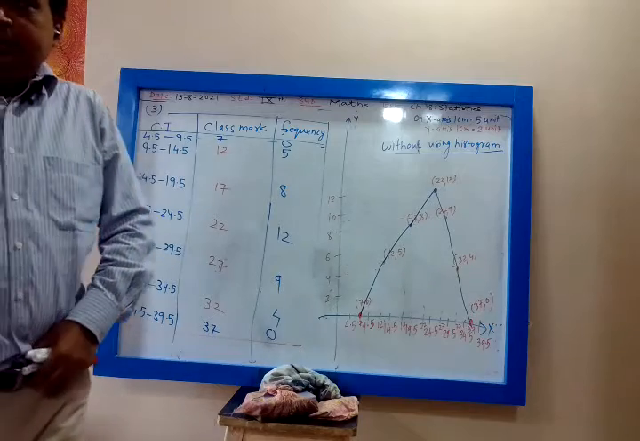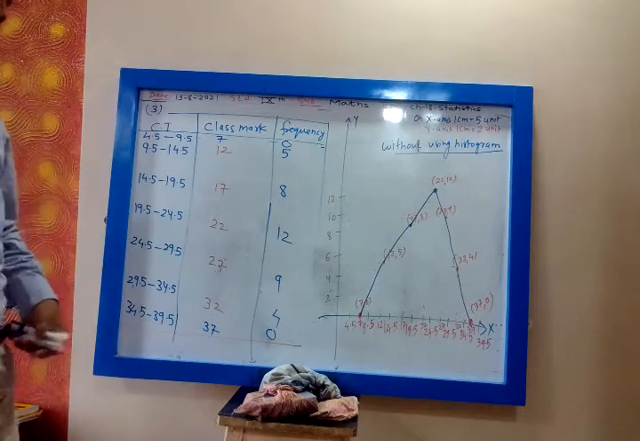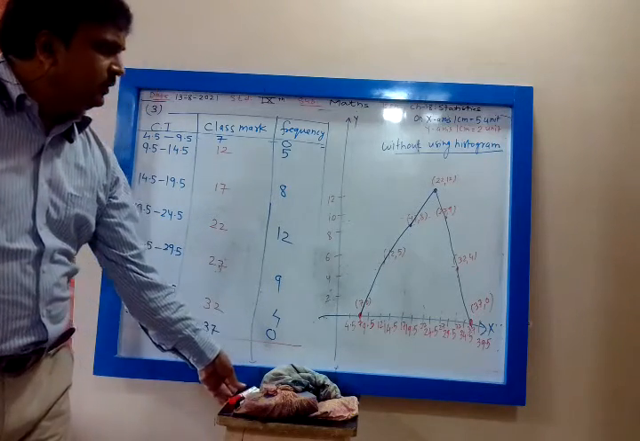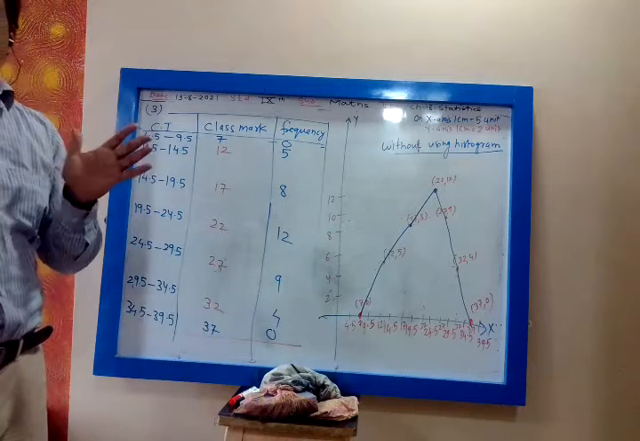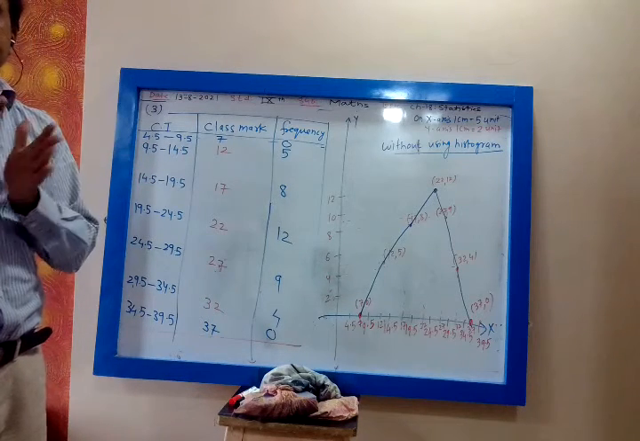My side it is showing clear. Okay. Now, is it clear now? Histogram.